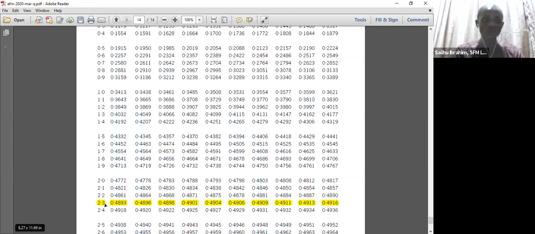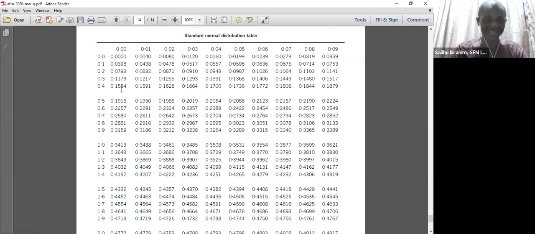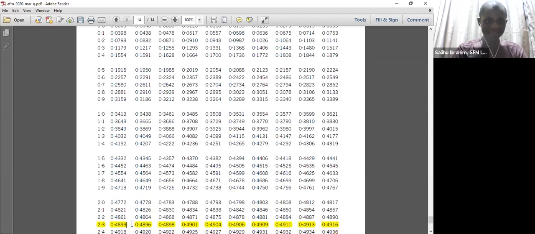We have already used 2.3. When you deduct 2.3 from 2.3, what is left? 0.00. Do you understand? So it means that you are going to trace 2.3 under 0.00. Can you see that? This is my 0.00 and that's my 2.3. So what's the value there? The value is 0.4893. That is the value from the normal distribution table.